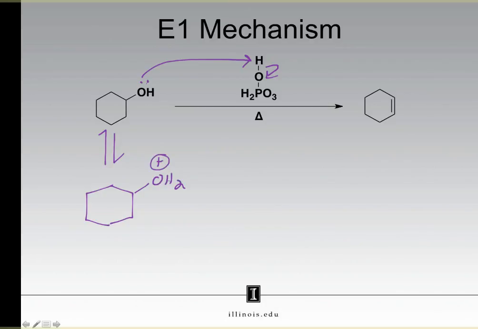Similar to what was stated in the mechanism discussion in the SN1 webcast, this protonation step is not part of the E1 mechanism proper. This protonation step is to get the molecule ready to undergo the E1 mechanism, but is not part of the E1 mechanism itself.